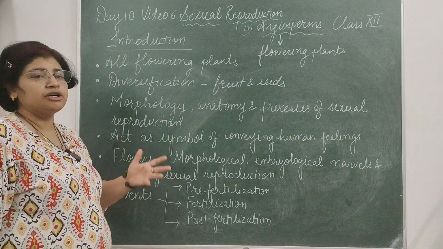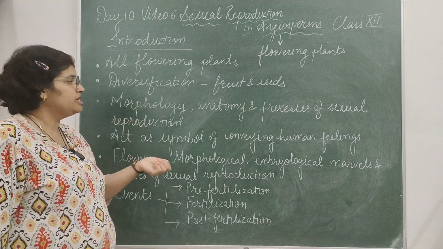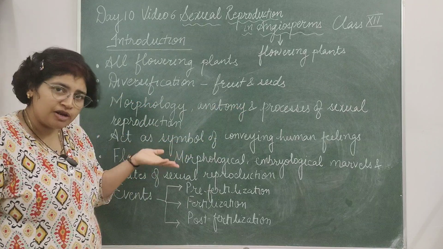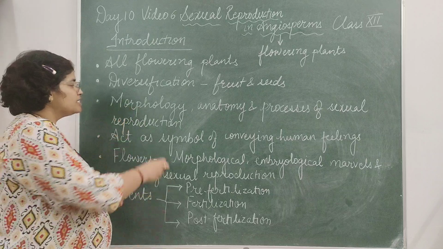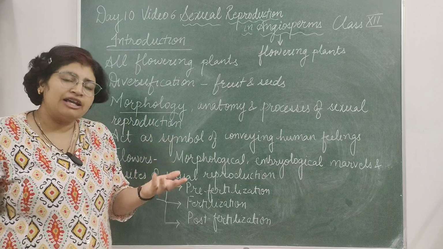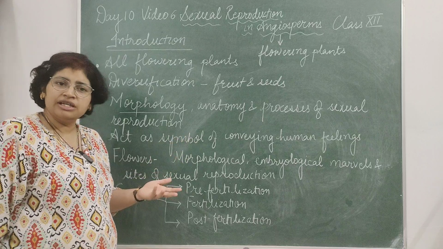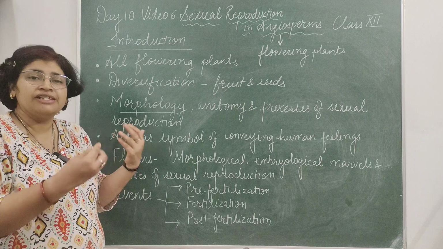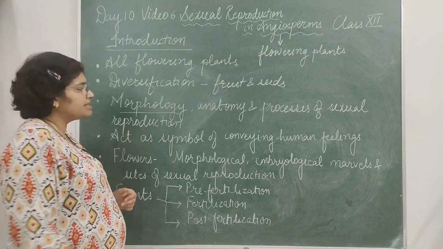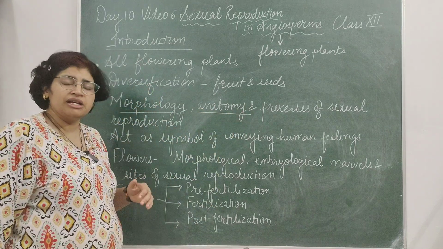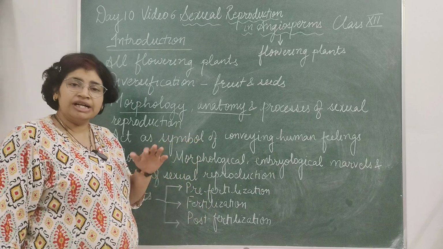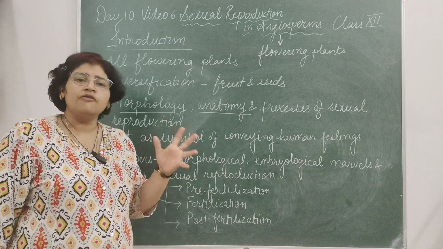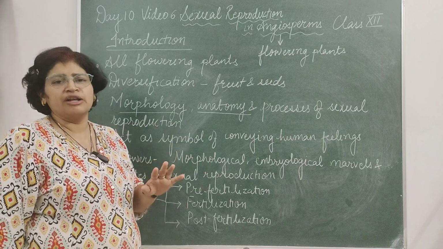So in this chapter, we will study the morphology, anatomy and process of sexual reproduction in flowering plants. What is the meaning of morphology? Morphology is that branch of biology which deals with the external structures, the external or physical features which are visible from the outside. Second is anatomy. Anatomy is a branch of biology which deals with the internal structure of any living organism, either plant or animal.